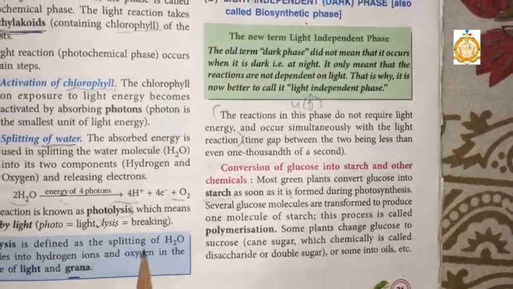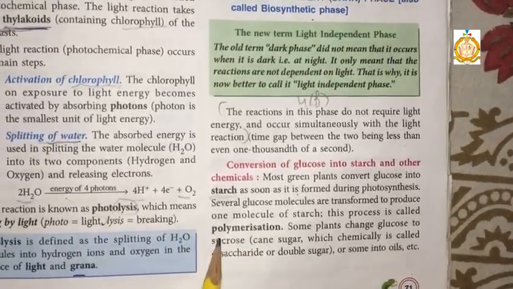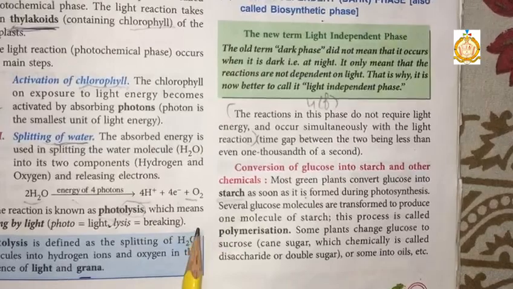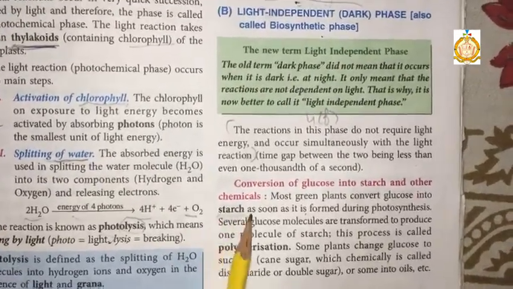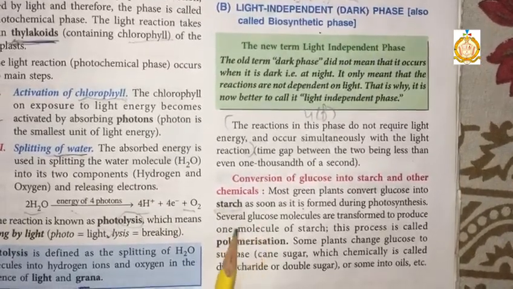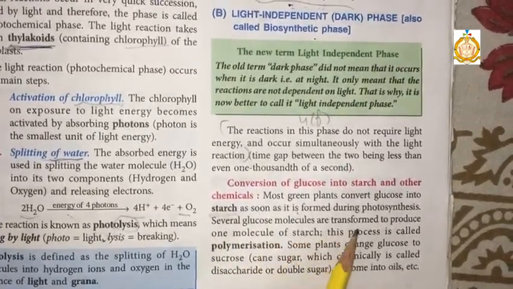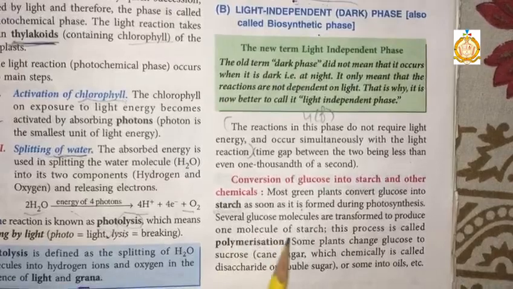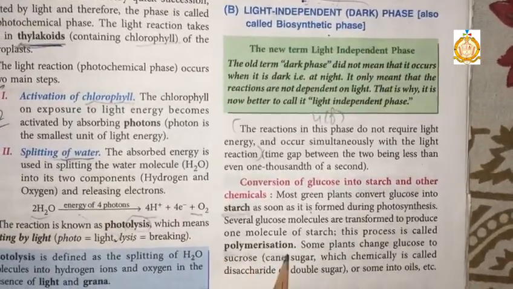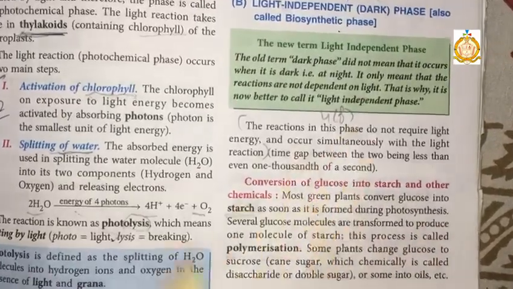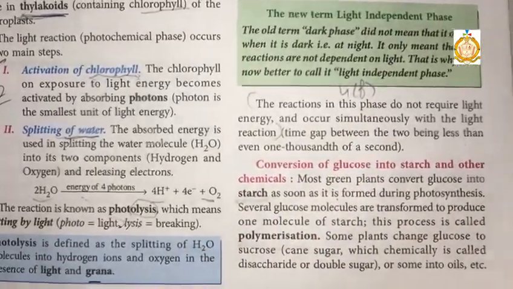Whenever glucose is formed by the photosynthesis process in the plants, it is soon converted into starch, because starch is the insoluble form. Several glucose molecules are joined to produce one molecule of starch, and this process is known as polymerization. This happens in the light independent phase.